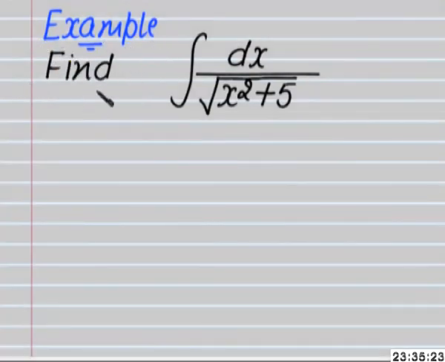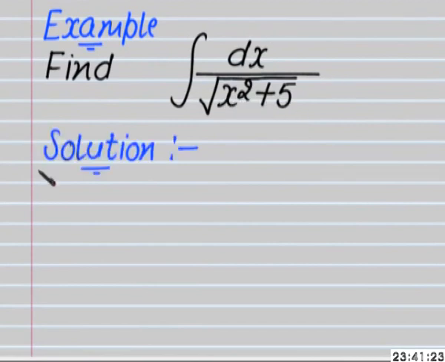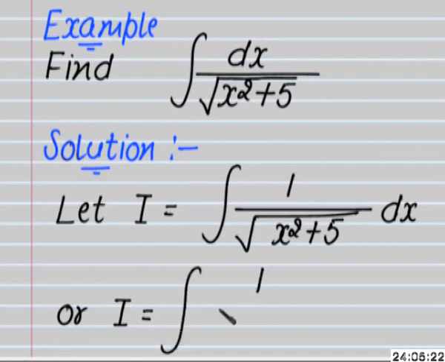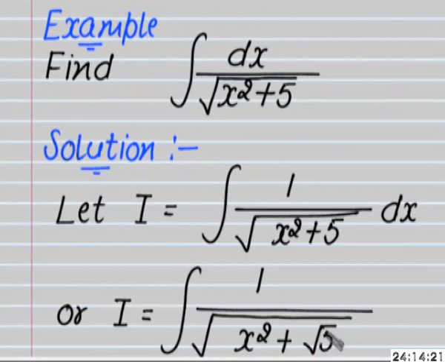Now let's see another example. Find the integral of 1 upon root of x square plus 5 with respect to x. Now its solution, let I is equal to integral of 1 upon square root of x square plus 5 with respect to x, or I is equal to integral of 1 upon square root of x square plus root 5 square with respect to x.